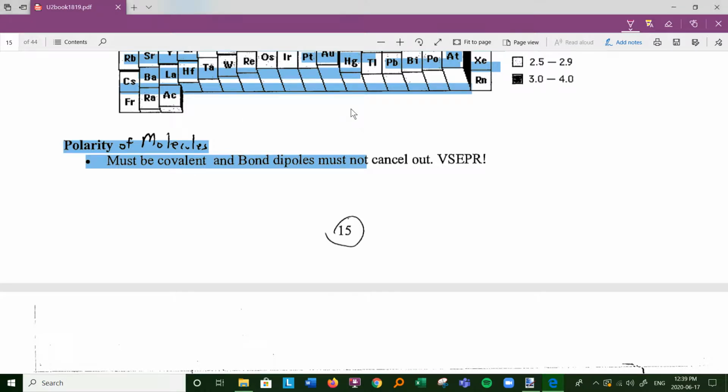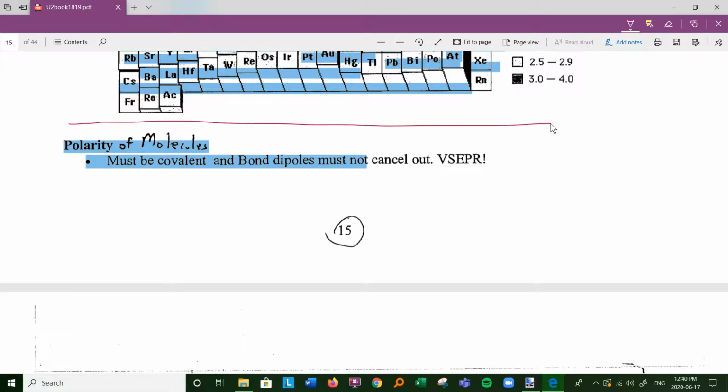Hey everyone, in Chemistry 40 land, this is Dr. Carroll here. We are looking at Unit 2, Lecture 4 in our course. This is on page 15 in your Unit 2 booklet, and this is all about the polarity of molecules.